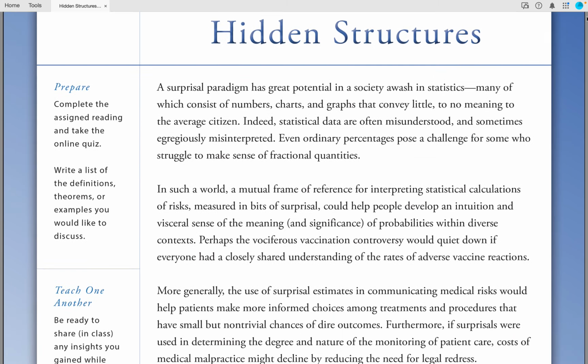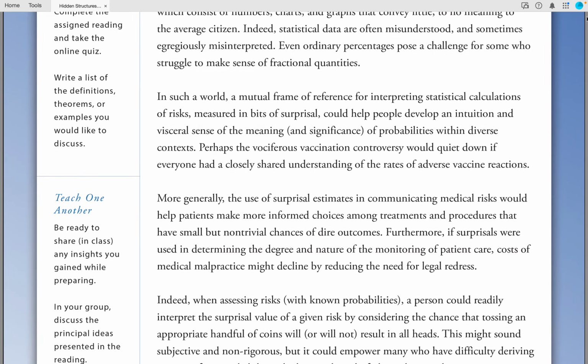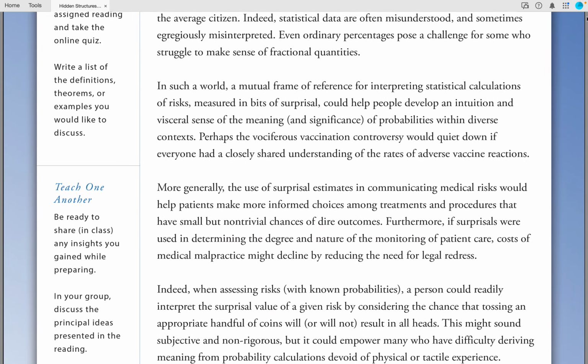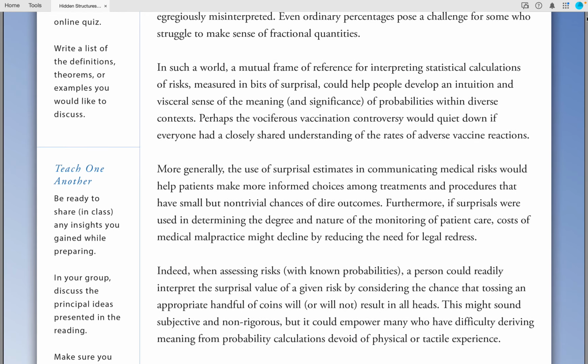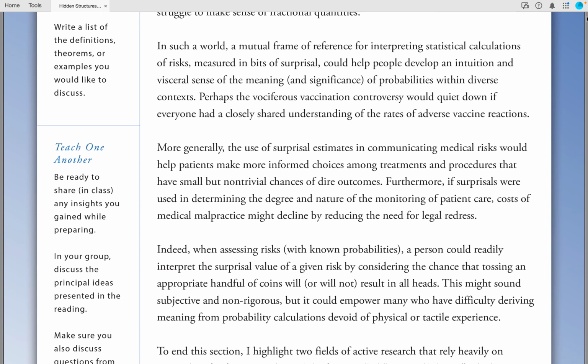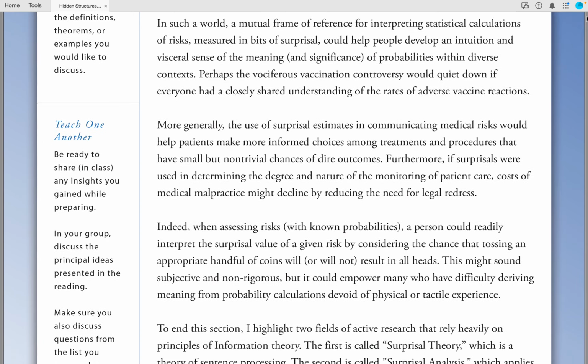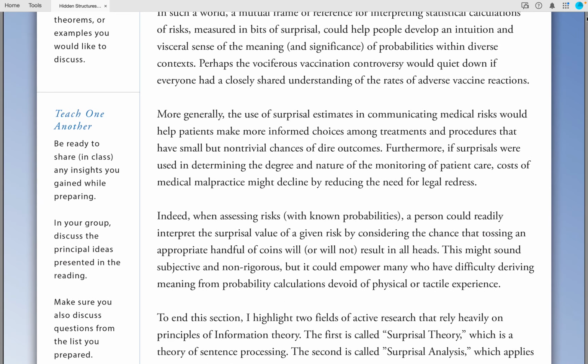More generally, the use of surprisal estimates in communicating medical risks would help patients make more informed choices among treatments and procedures that have small but non-trivial chances of dire outcomes. Furthermore, if surprisals were used in determining the degree and nature of the monitoring of patient care, costs of medical malpractice might decline by reducing the need for legal redress.